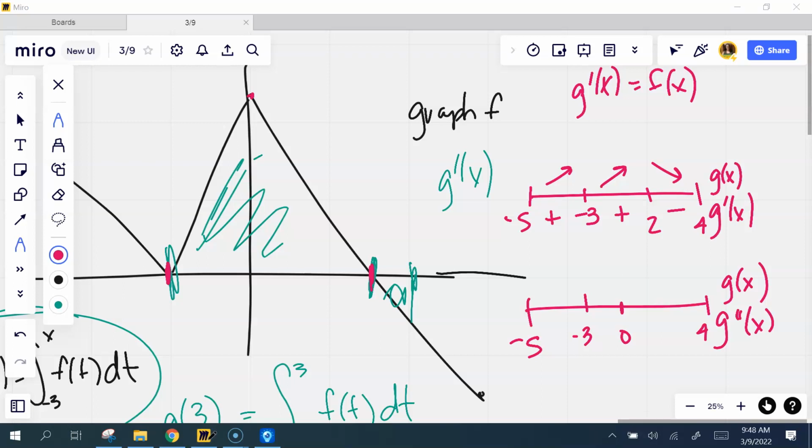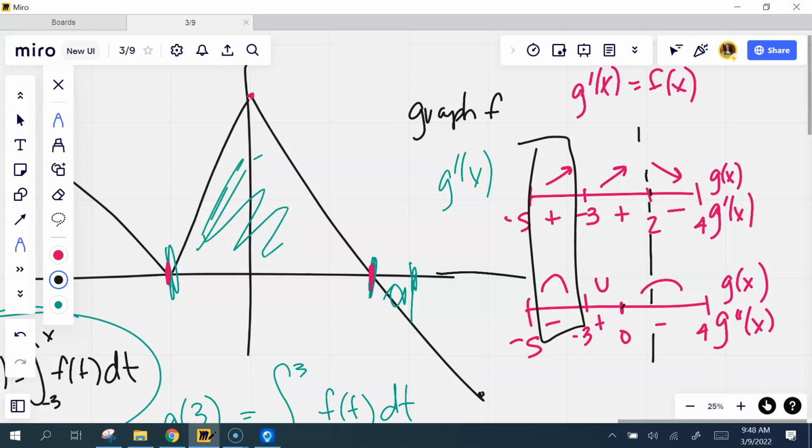Look at your picture. Negative, so it's concave down. How about from -3 to 0? Positive, so it's concave up, and negative, so it's concave down. So I need all the intervals where it is. -5 to 3 is the easy one, and then it's from 0, but it switches at 2 also.